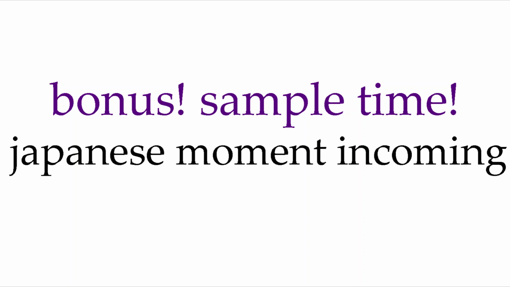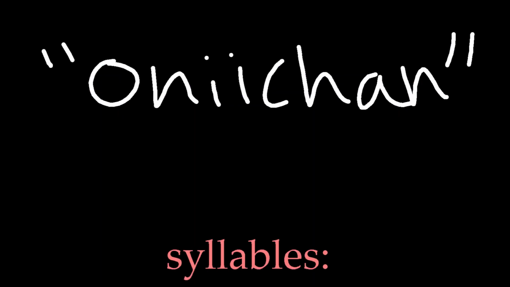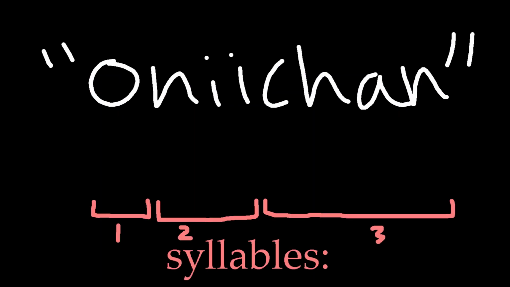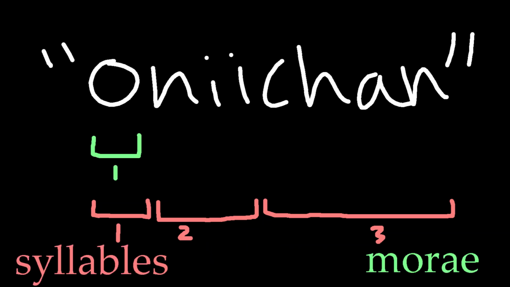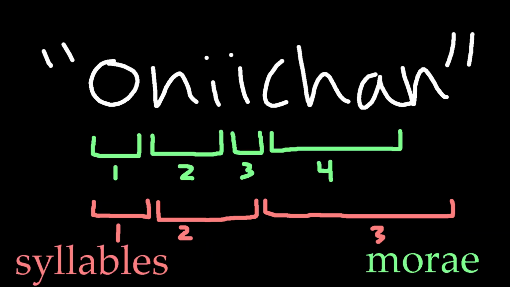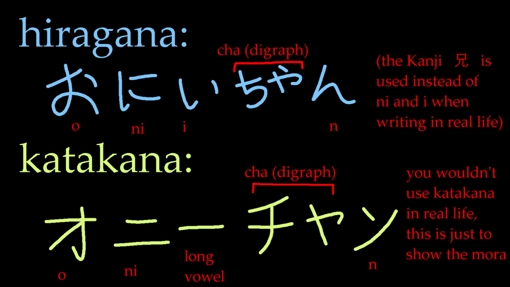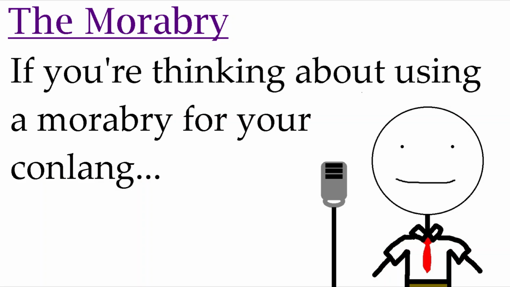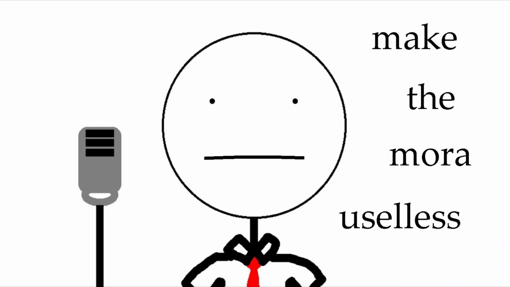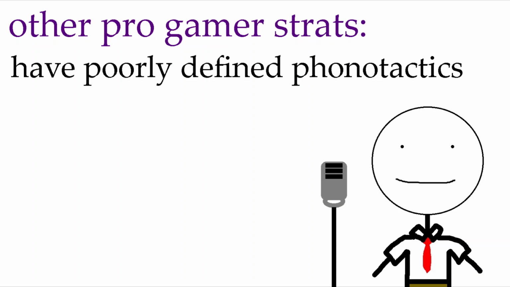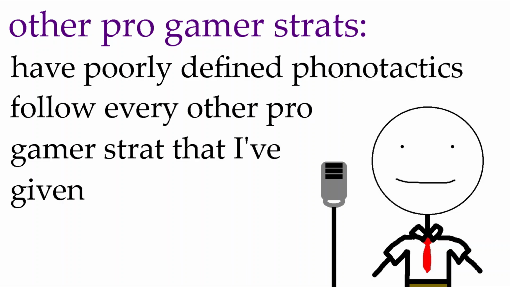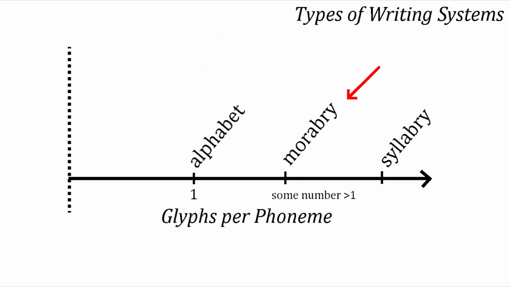Take the common Japanese word onichan. There are three syllables, o, ni, and chan, but there are five morae, o, ni, i, cha, and n. Writing this in hiragana or katakana shows the mora in use. If you want to make a mora brief for your conlang, do not give the mora any significance. As well, I would recommend having poorly defined phonotactics, and of course, to follow all the tips given in the episode on creating your glyphs. The mora brief goes here on our glyph per phoneme graph.